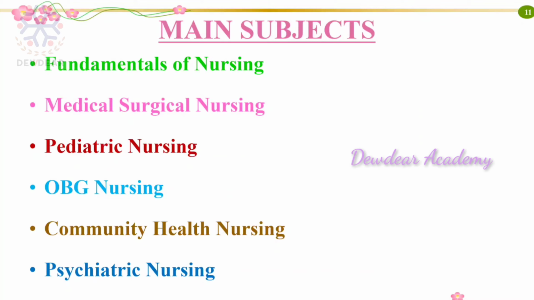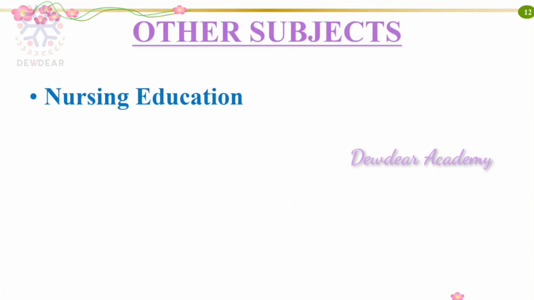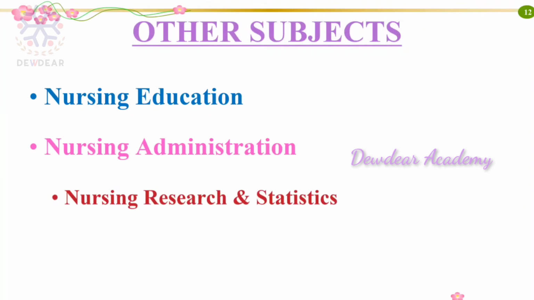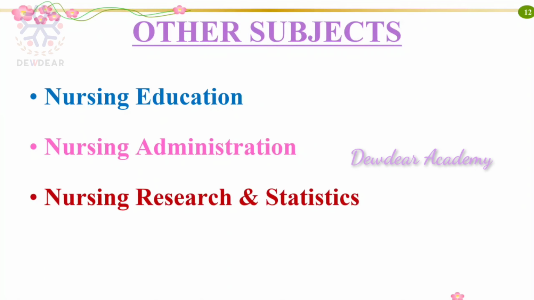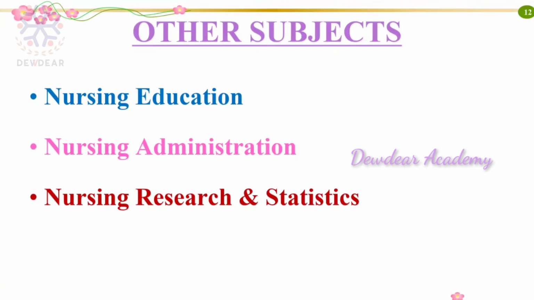This is the mark distribution based on analyzing the previous year questions of AIIMS. Then the other subjects include nursing education, nursing administration, then nursing research and statistics. About 15 to 20 questions can be expected from these subjects like nursing education, administration and research. Also you should focus on statistics, as the different topics in statistics are also important. As I told you earlier, 20 questions will be coming from GK and current affairs. So I hope you understood the syllabus and what to study.